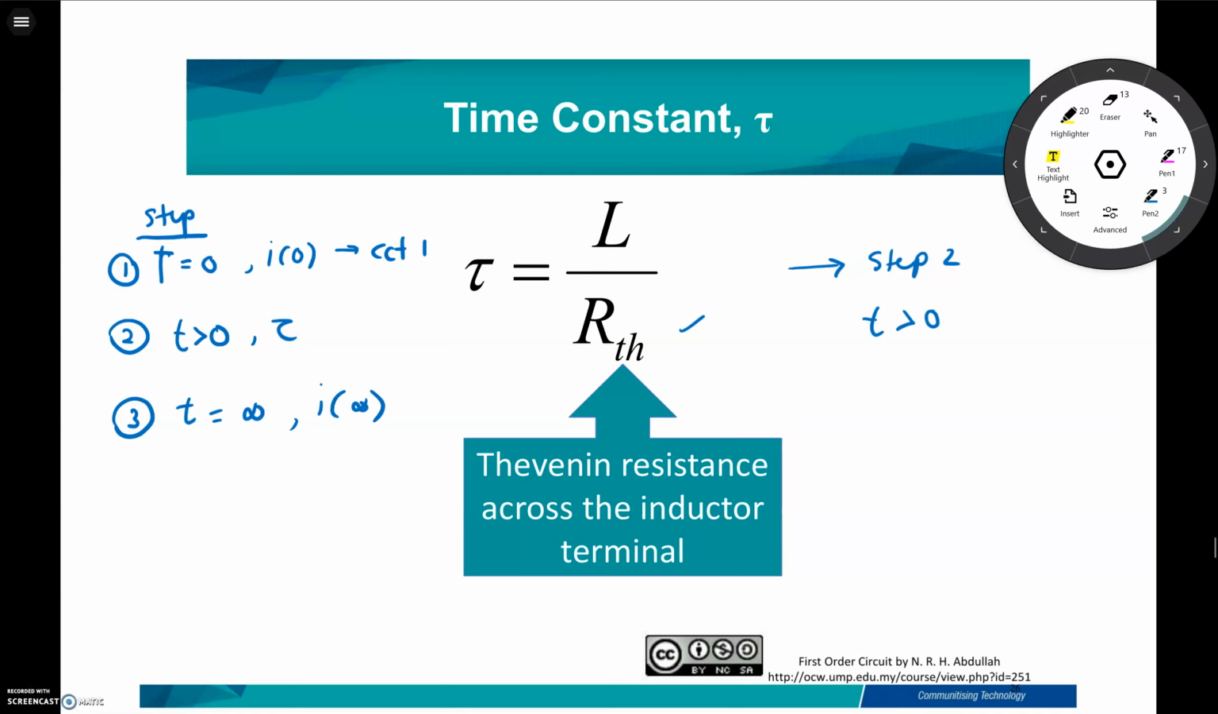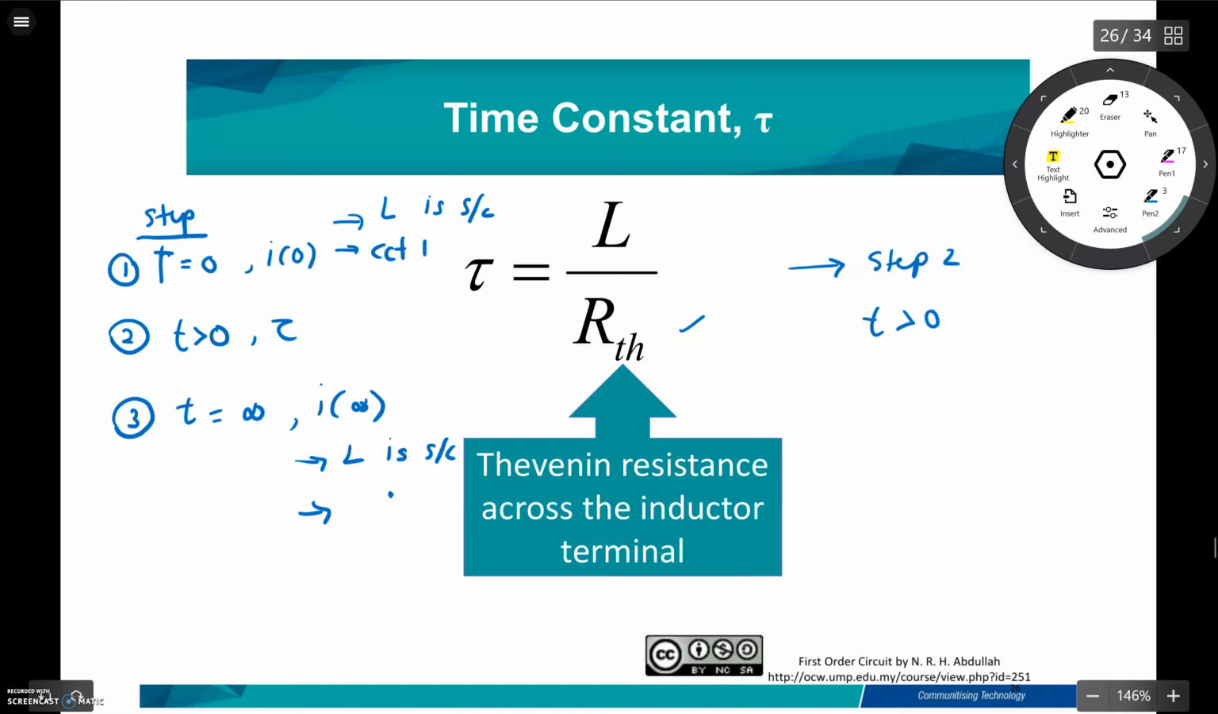During the first and third steps, L is a short circuit, and then the current will flow through that terminal. Same as step 3, L is a short circuit and the current is flowing through that terminal, the current is I infinity.